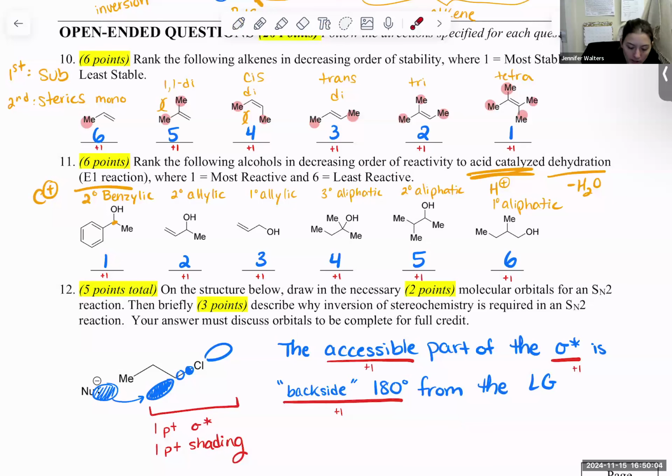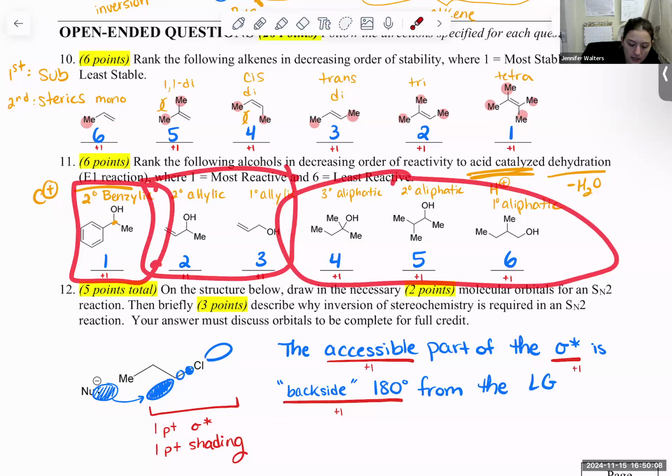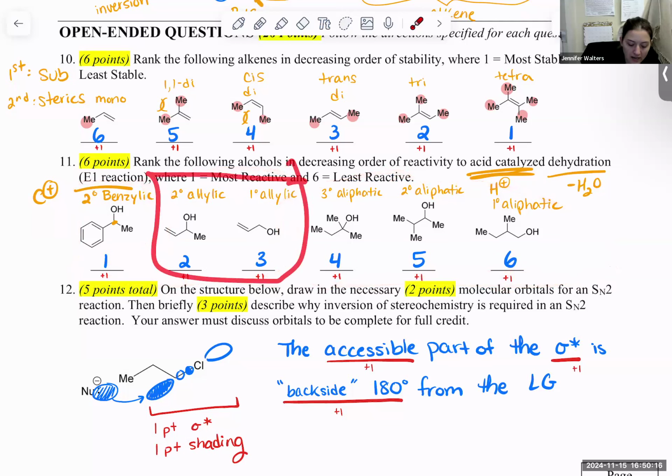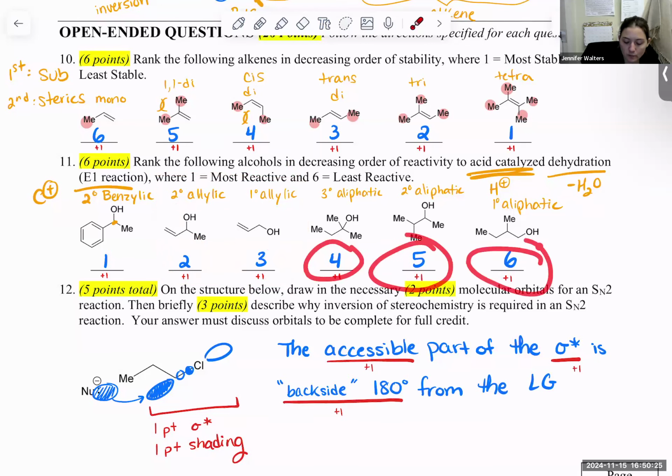So when we look at this, benzylic is going to be greater than allylic or aliphatics. So I know that this one has to be number 1. And then 2 and 3 are here, and then 4, 5, and 6 are off to the right. So then within my allylics, now you're going to compare secondary versus primary. Secondary is better than primary. Then tertiary is better than secondary, which is better than primary. Any questions about number 11?